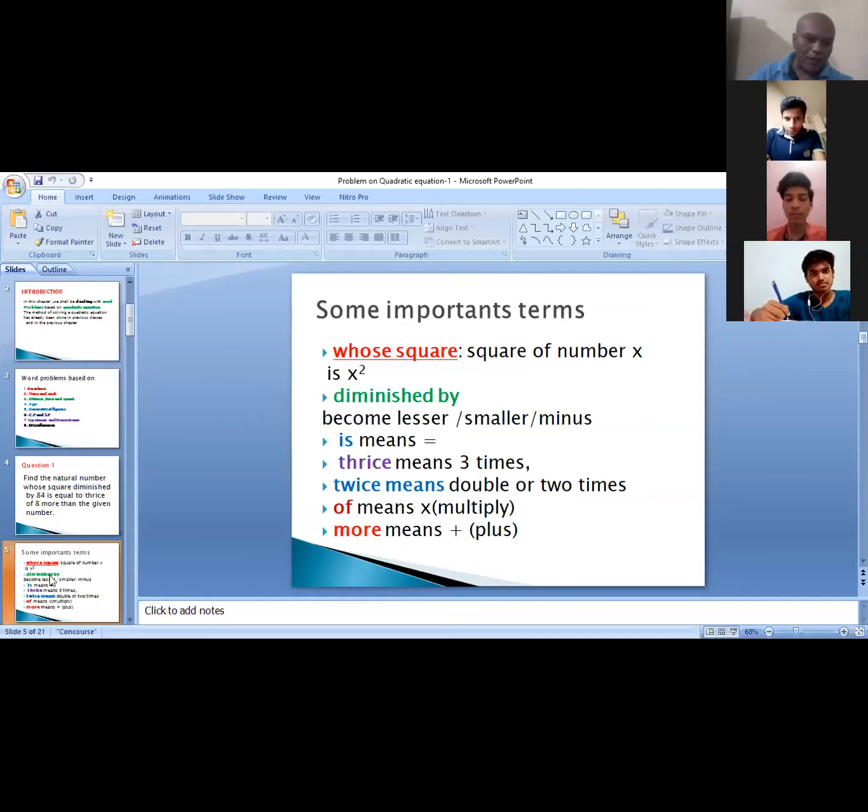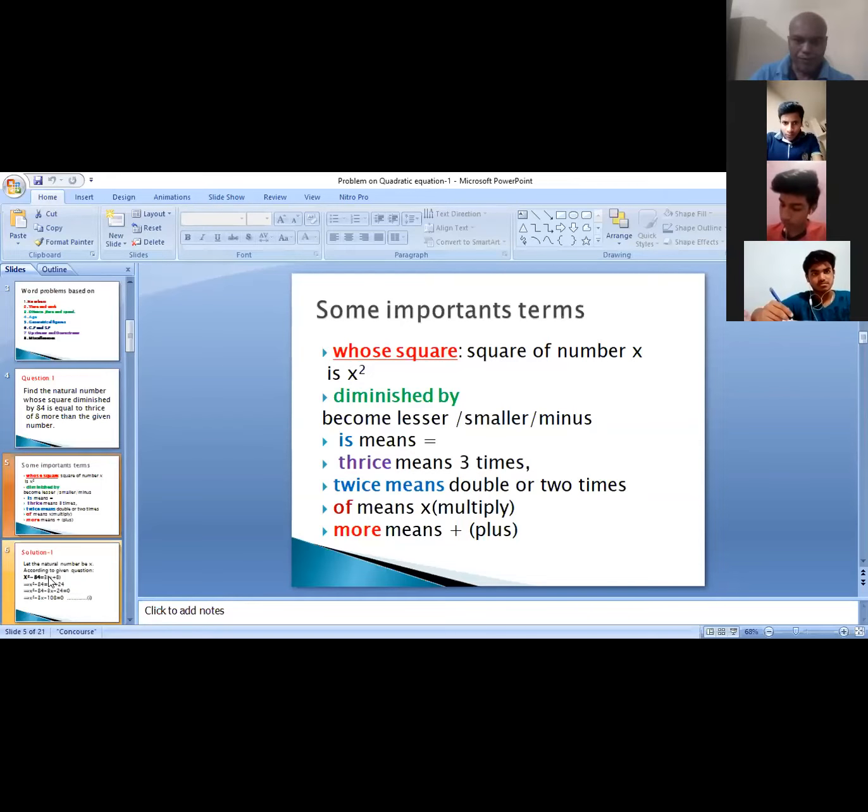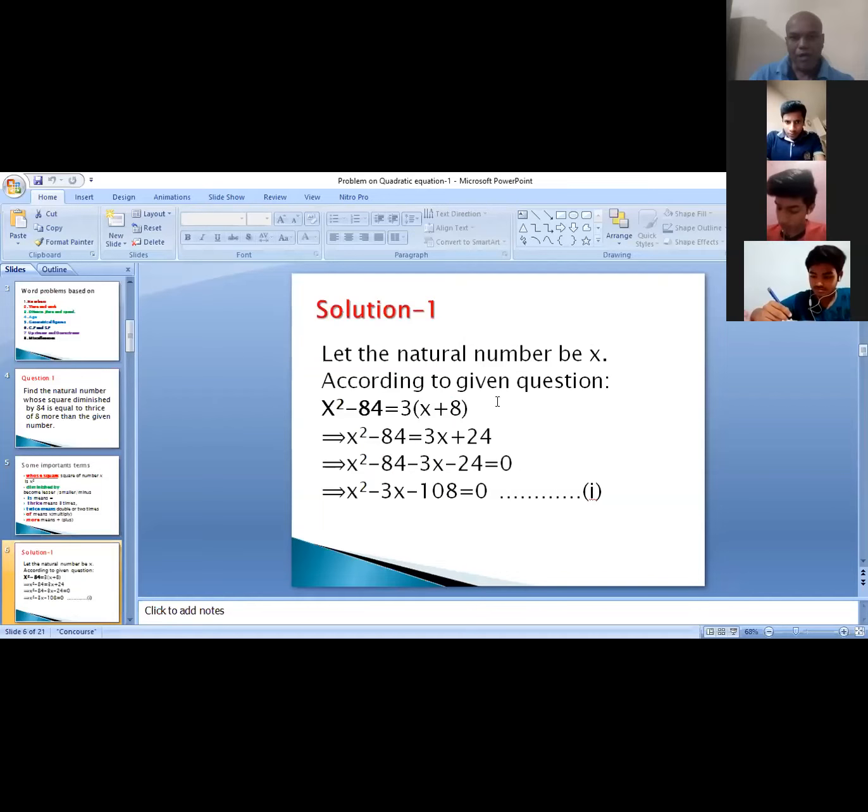How are we going to write the equation? Let the natural number be x. According to the given question, x square means square of the number, diminished by 84 means minus 84, is means equal, and thrice 8 more than the number: if the number is x, then x plus 8 is 8 more than the number, into 3 times. This will be your equation. You have to form the equation.